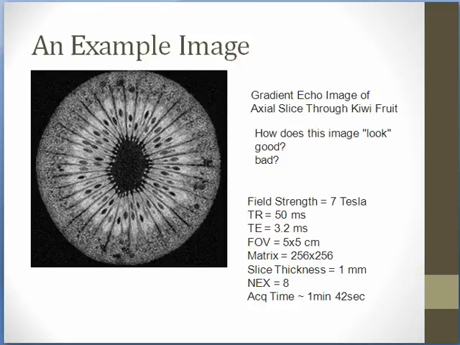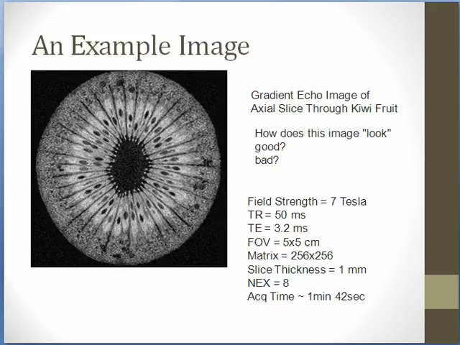So here I'm showing probably one of the first example images, and as I've shown here, I've kind of given it away. What this is, it's an axial slice through a kiwi fruit. So one of the first things you do when you look at an image is just see contrast. The human eye is very good at seeing contrast between colors and shades of gray.